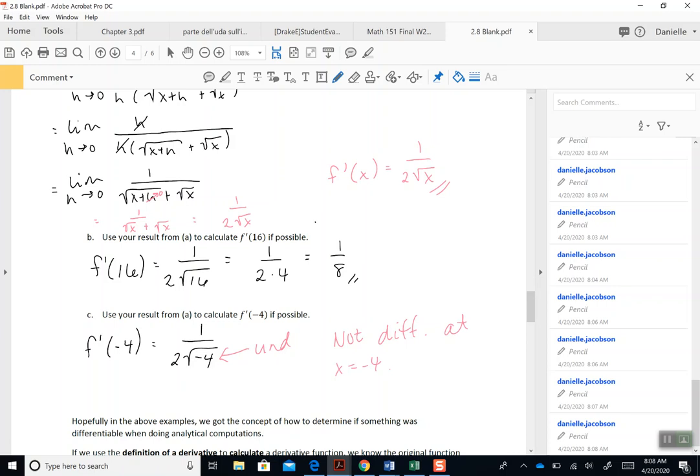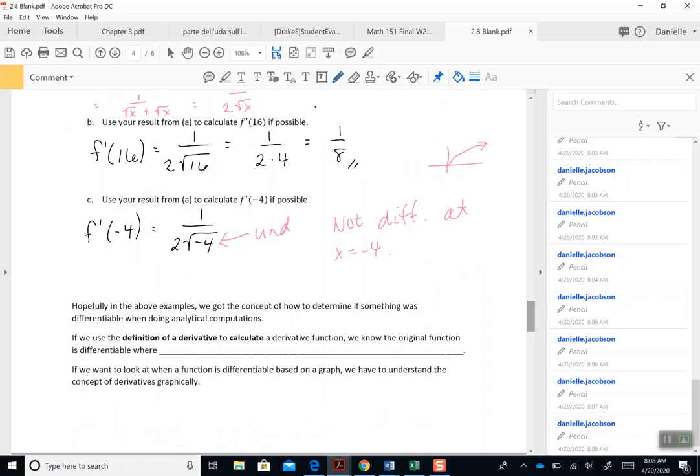And if you think about that logically, this function is a square root function. Okay, remember square root functions look like this graphically. So there's not even a function over there anyway. So that makes complete sense, because how are you going to take the derivative of something that's not even there? It doesn't make sense. So we should get that that's undefined and not differentiable at a place where the function doesn't even exist. Okay, so hopefully in the examples we have above, we got a good concept of how to determine if something was differentiable when we're looking at analytical computations.